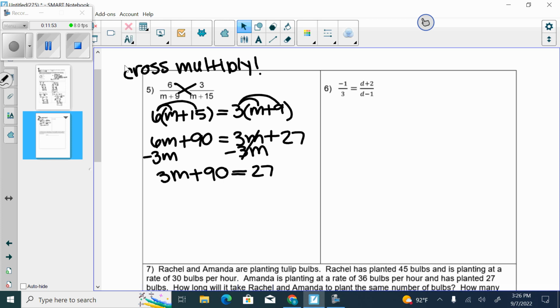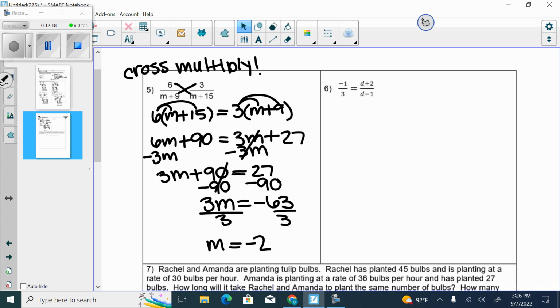Okay, what should we do now? Alright, so we got 27 minus 90. Very good. And then our last step would be to divide by 5. So what do we get for m? Nice. Alright, we got one more. Again, what are we going to have to do here?